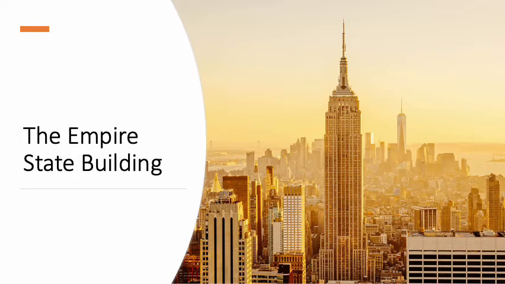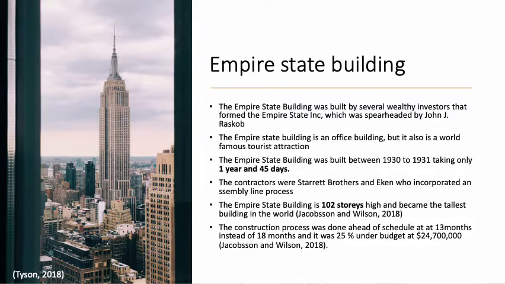The Empire State Building. The Empire State Building was built by several wealthy investors that formed the Empire State Building Incorporated, which was spearheaded by John J. Raskob. The purpose of the building, from Raskob's perspective, was to rival Walter Chrysler, who was building the Chrysler Building. The Empire State Building is an office building. It was also a world-famous tourist attraction.